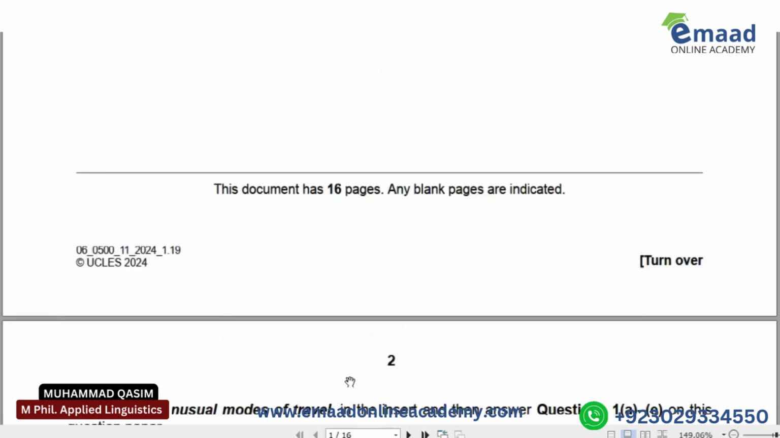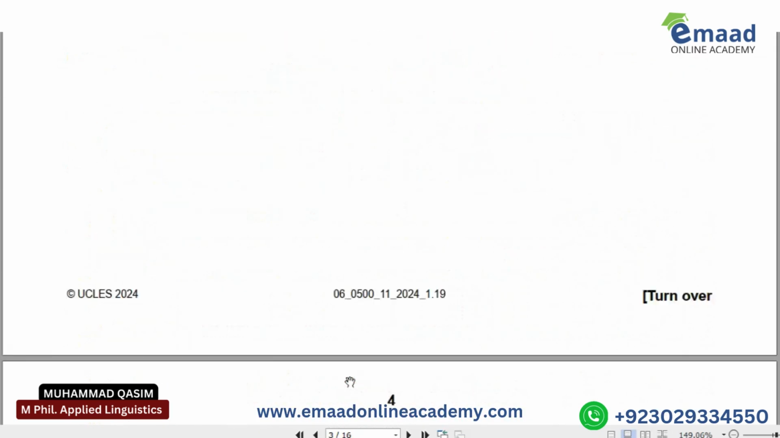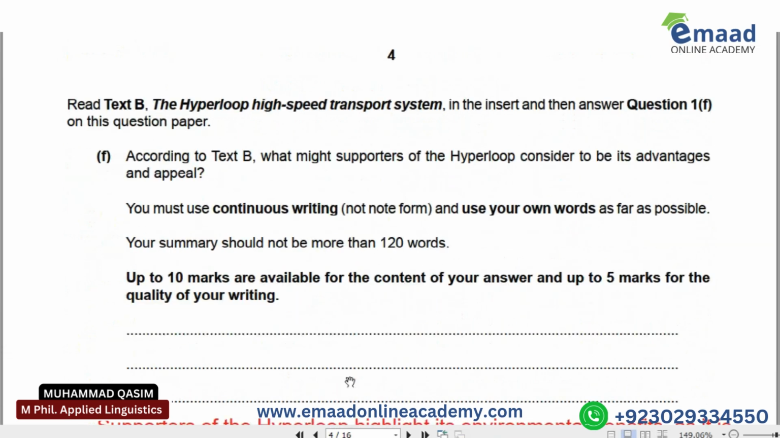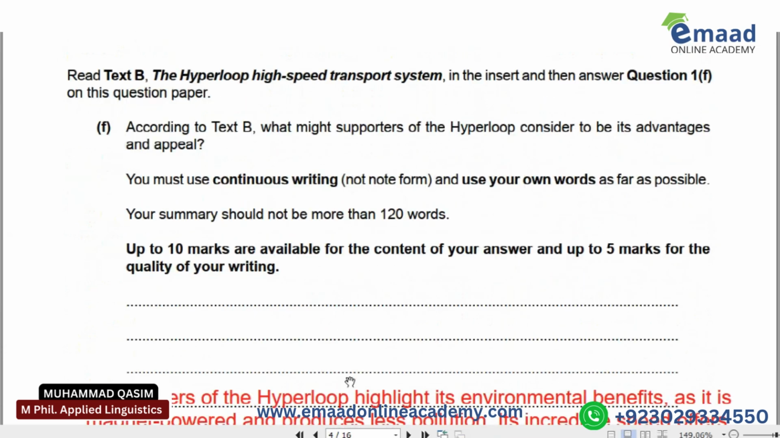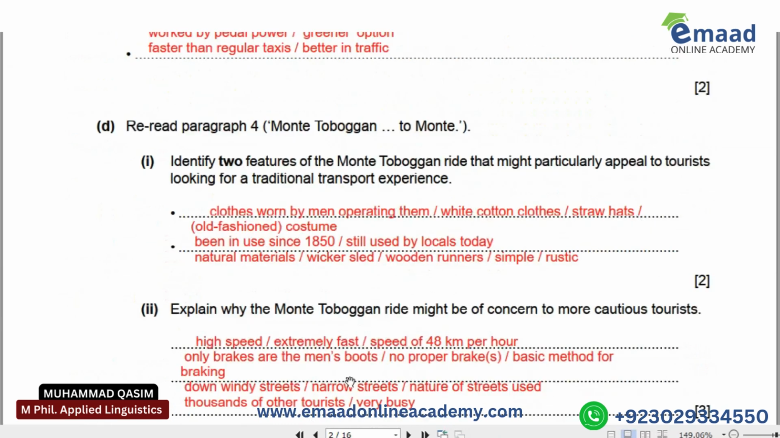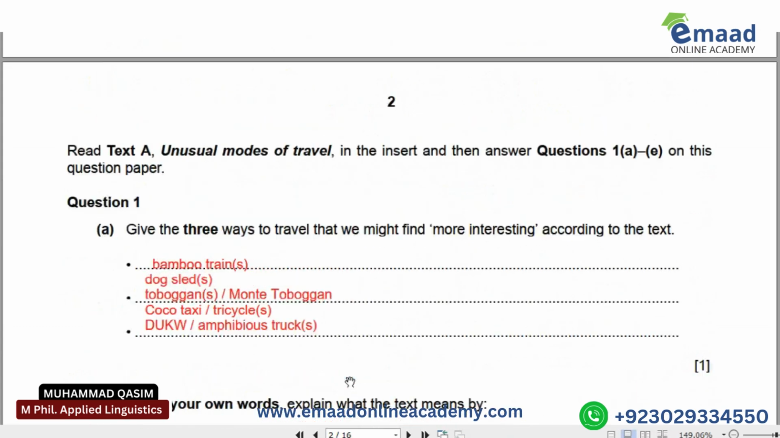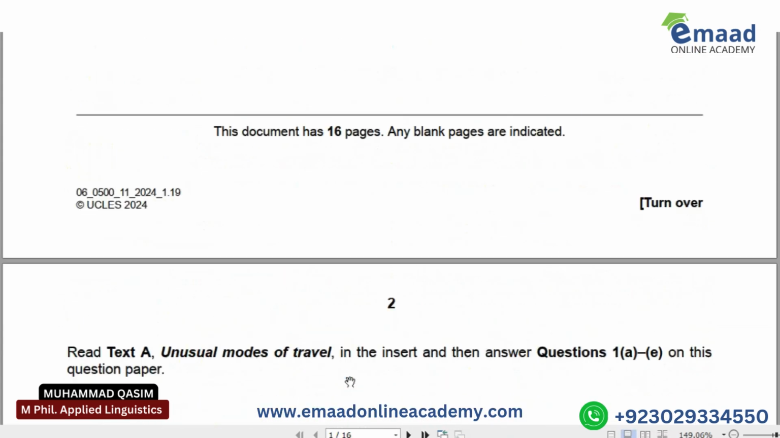In question number 1, the initial components, A, B, C, D, carry 15 marks for the comprehension task. Then comes the last component of question 1, that is F, which is about the summary writing task, and this task has a total of 15 marks. So question number 1 in total contains 30 marks. Question number 2 is 25, and question number 3 again 25 marks. I will discuss later what's in question number 2. Let's first solve question number 1 together.